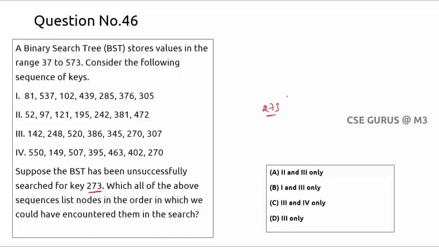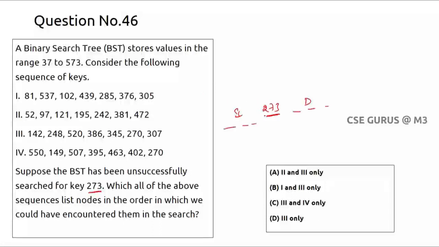Okay, what sort of sequence you will get, that is what it is asking. Anyway, you can do it in a better way, like constructing the binary search tree for each one, but here is a trick for you. First check which elements are less than this key; they should be in increasing order. Elements greater than the key should be in decreasing order in the sequence. If it follows this, then definitely it will be encountered.